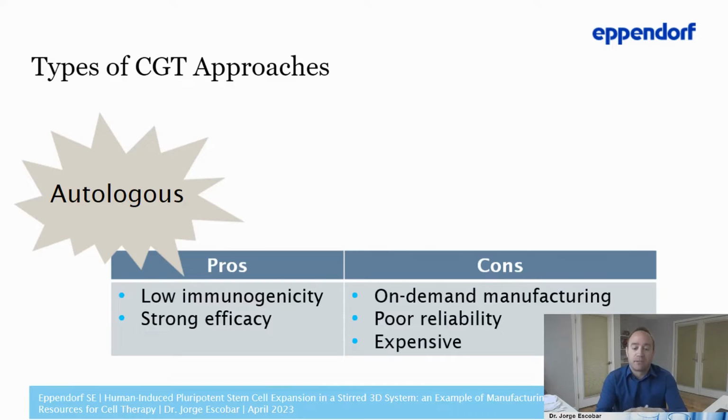the lots are personalized and manufacturing processes are difficult to scale up effectively. And finally, as you see in the slide, they have poor reliability, meaning that if something goes wrong during the manufacturing, the patient will not receive the therapy on time.